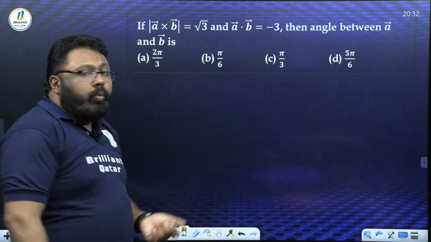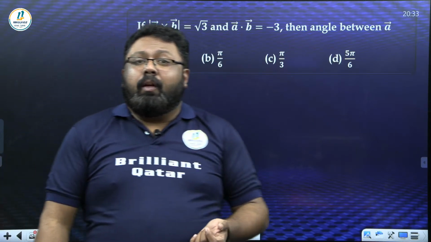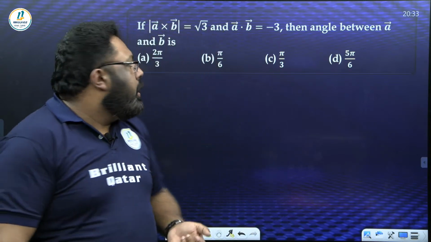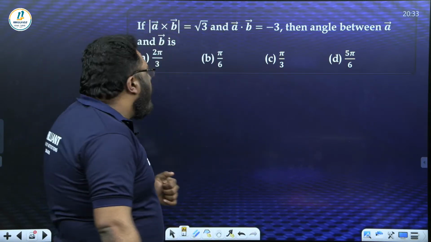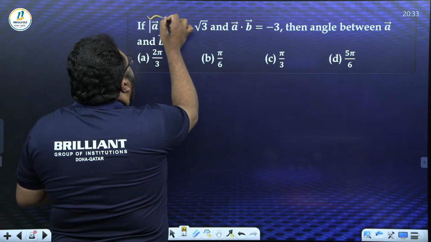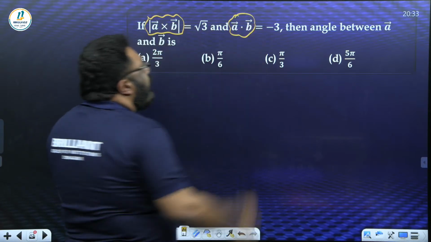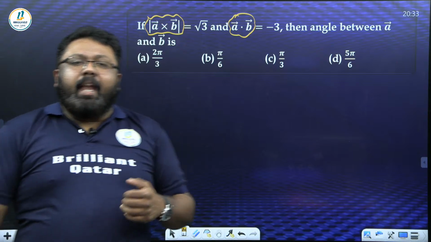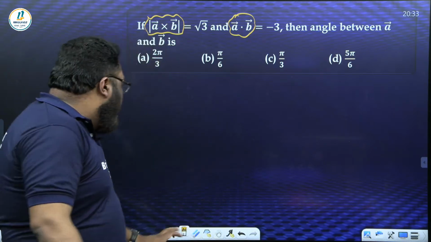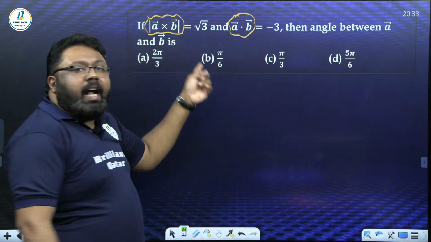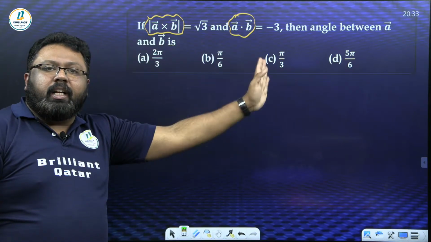Next. Very, very important property formula coming, my dears. Please listen to this very carefully. This is a question which is trying to link A cross B and A dot B. Many of them have a very long method for this, but there is one identity in vectors which is going to connect a cross product with a dot product.